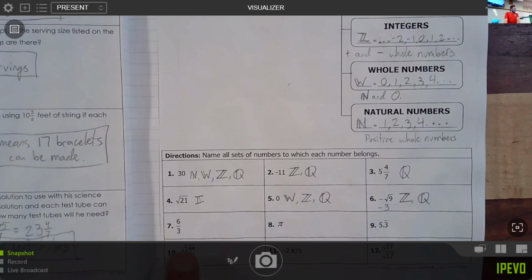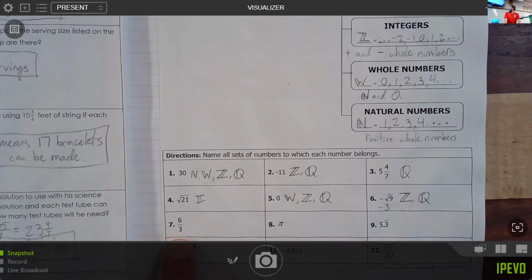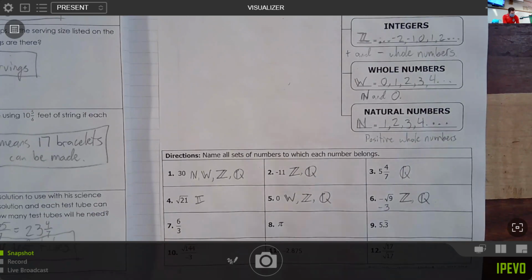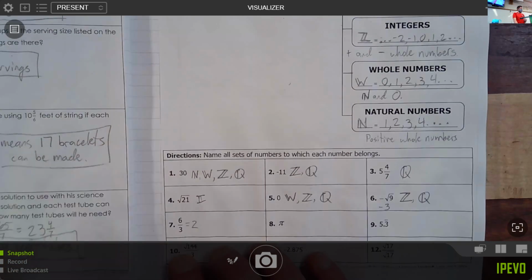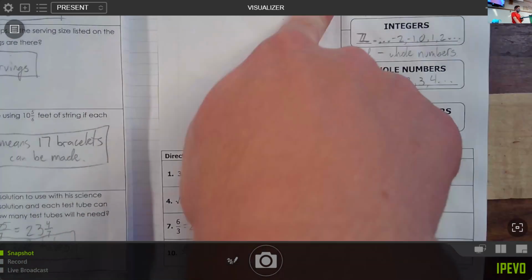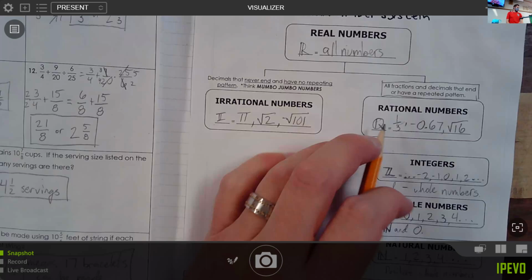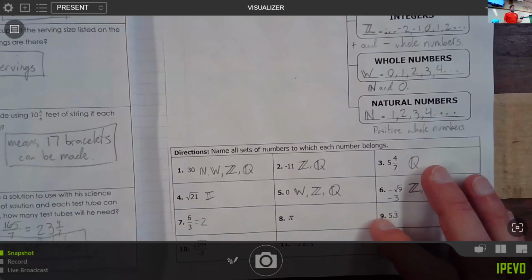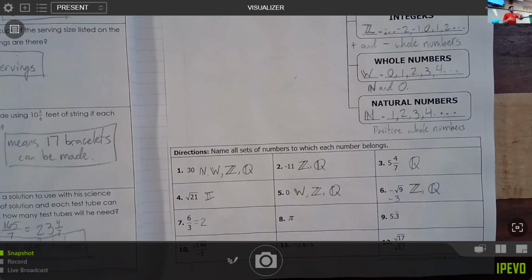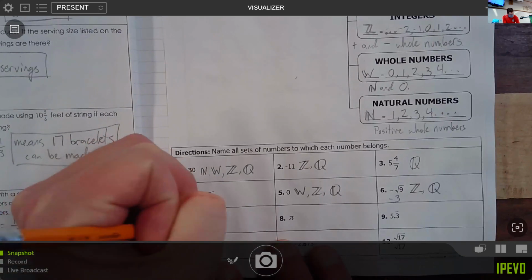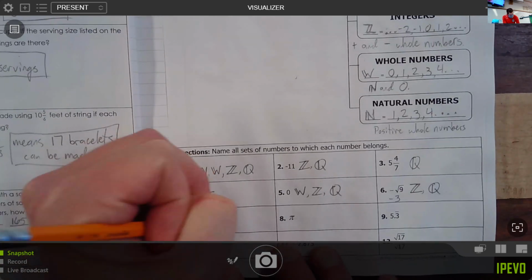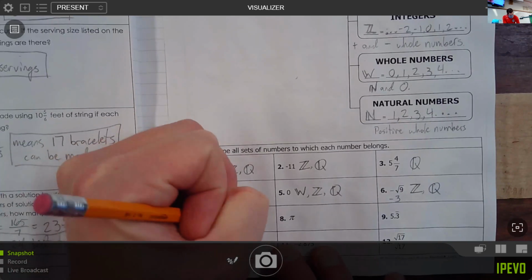What does that equal? Number 7, what does that equal? It's 2. And because it's 2, that means it's natural, whole, integer, and rational. Just because it's written as a fraction initially doesn't mean we just go straight to rational. If it can be simplified into a regular whole number value, then it should be included in a lot of other categories. So we get natural, whole numbers, integers, and rational.